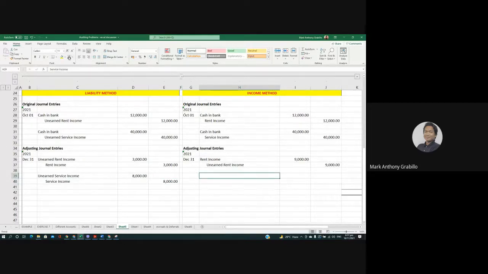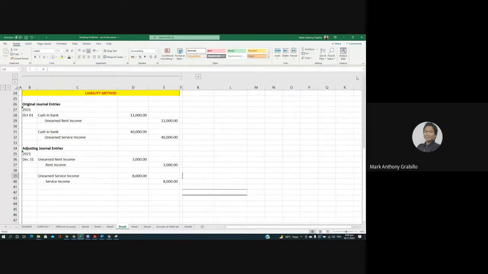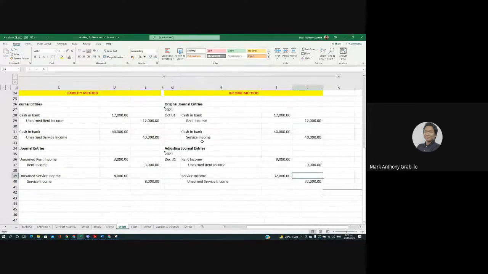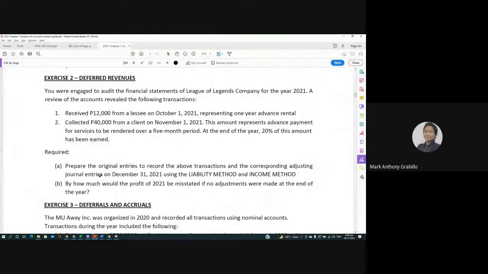So assuming income method naman yung ginamit, what will be the adjusting entry under the income method, Salve? Service income debit, sir, 32,000. Credit unearned service revenue 32,000. That's correct. So tama po. All right. So nagawa na natin siya. So what will be the effect sa profit kapag na-misstate naman siya at the end of the year?